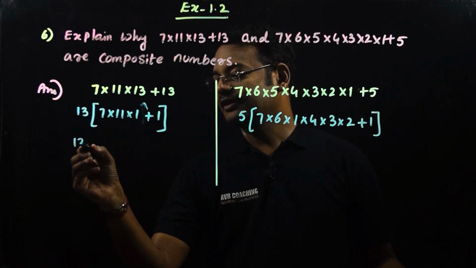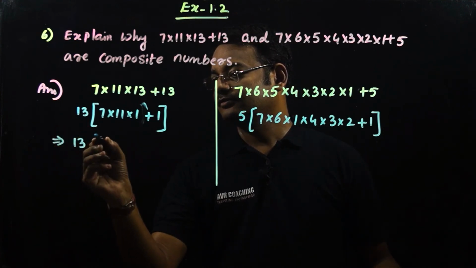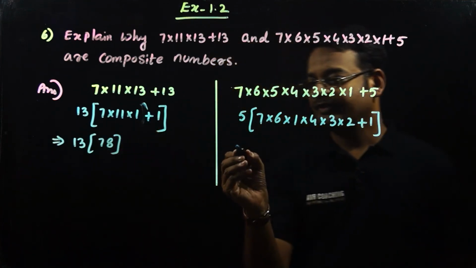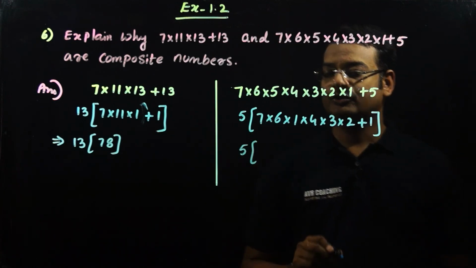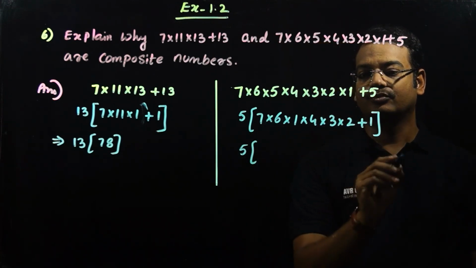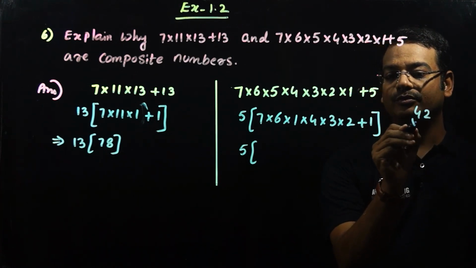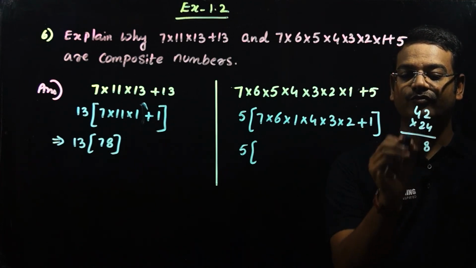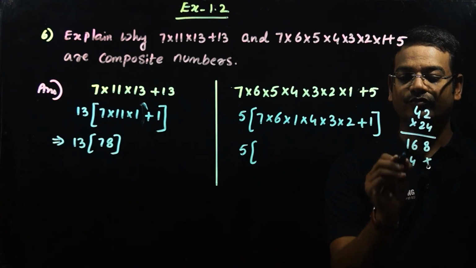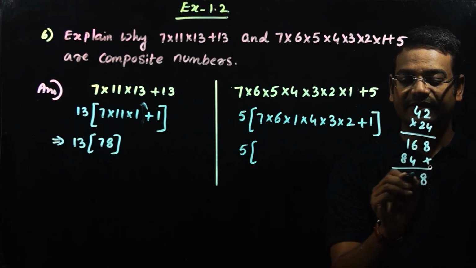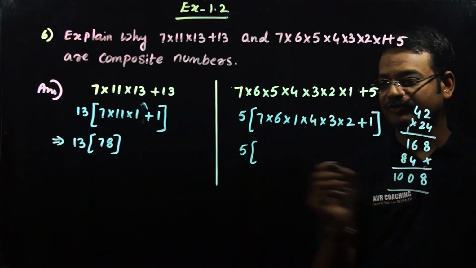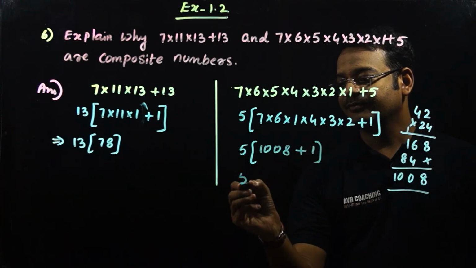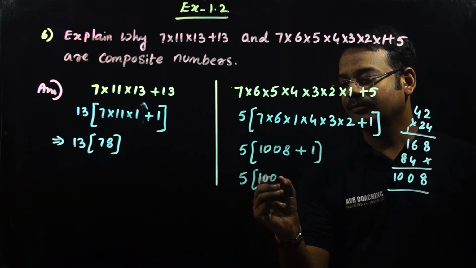So here we can write it as 7 elevens are 77 plus 1, 78. Here 7 sixes are 42, 12 into 2 is 24, 42 into 24: 4 twos are 8, 4 fours are 16, 2 twos are 4, 2 fours are 8, so we get 1008, plus 1. So this can be written as 5 into 1009.